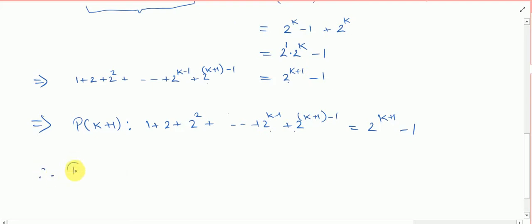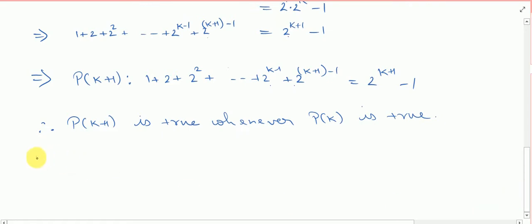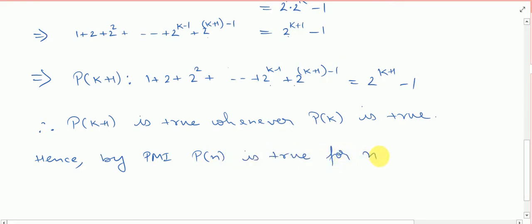Therefore this Pk plus 1 is true whenever Pk is true, okay. You'll write hence by principle of mathematical induction Pn is true for all n belonging to natural number. Proved, okay.